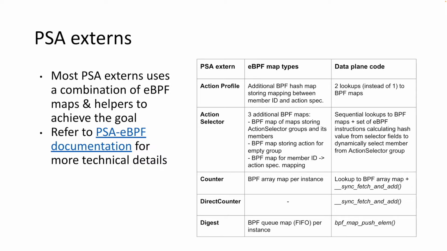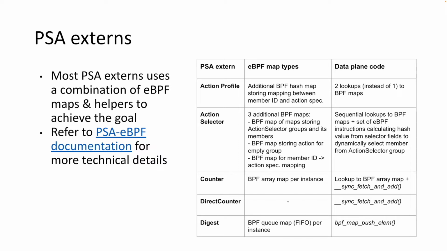and the second one stores an action for an empty group. In the data plane, action selector requires a sequence of BPF lookups to different maps and a set of instructions to calculate hash from selector fields to dynamically find a member from the action selector group.